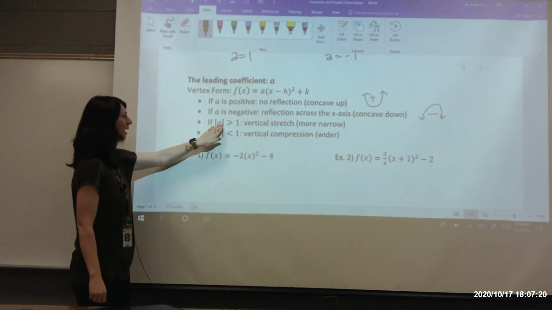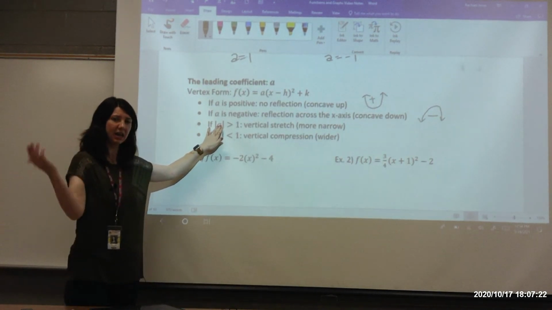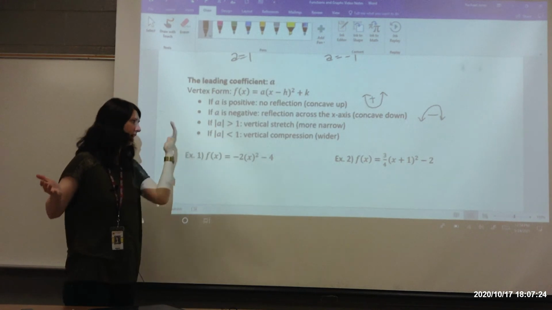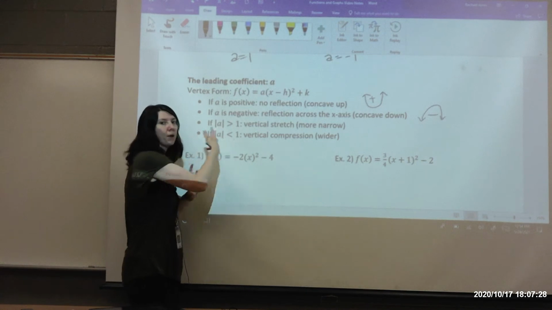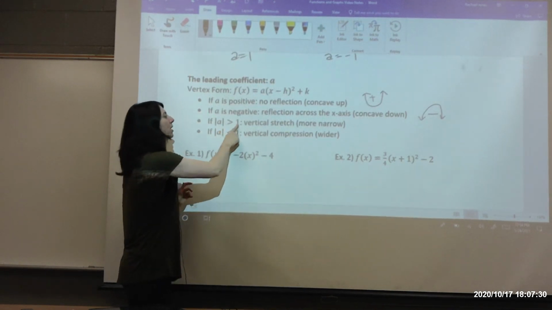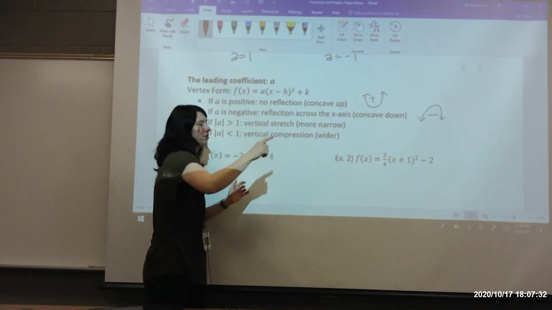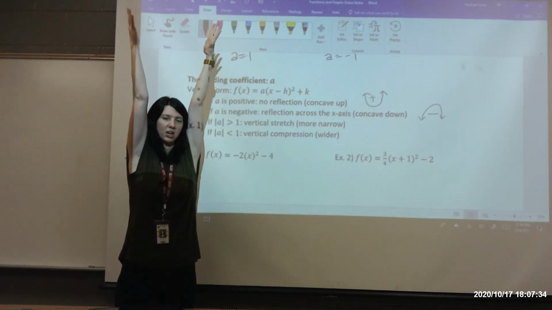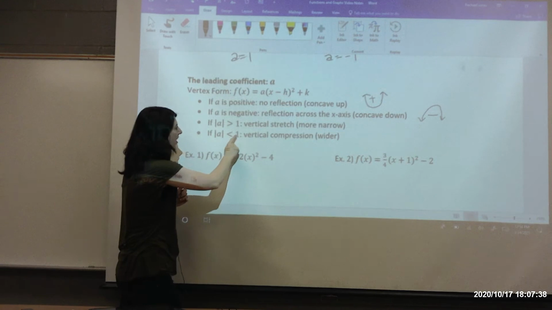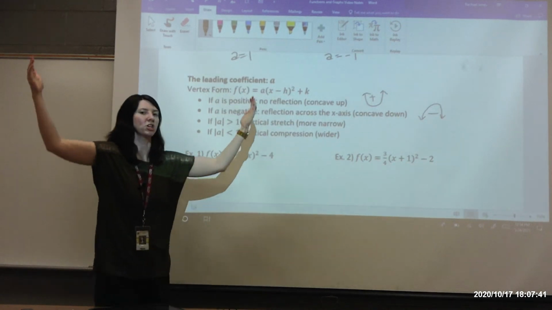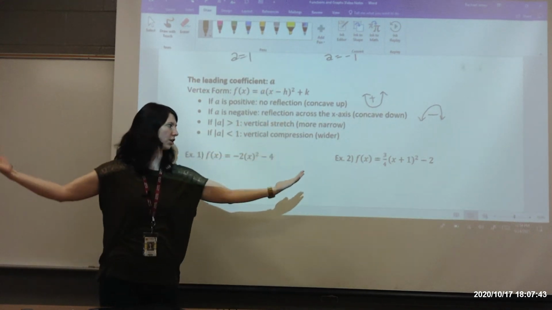And then here, I put absolute values around A because the negative and the positive does one thing, and then the actual value of the number does the other thing. So if the absolute value, so just the positive version of A, is bigger than 1, it's more narrow. It's a vertical stretch, stretching it up. If the positive of A is less than 1, then it's a vertical compression. It's getting pushed down. It's wider.